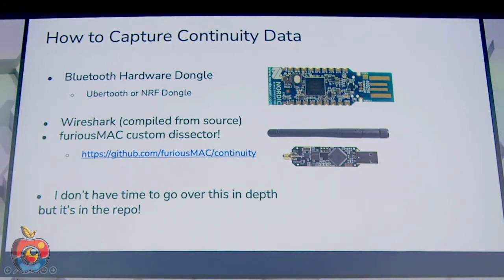And then if you go to our repository, which is under FuriousMAC on GitHub, you can see our continuity parser. The hardest part about it is you have to compile Wireshark from source and compile our parser into it, or it's a dissector. Depending on the platform you're using, it's a little bit difficult. I think what was causing my issues is I'm running a VM right now because I have to do USB pass-through, and I think it's using a lot of resources.